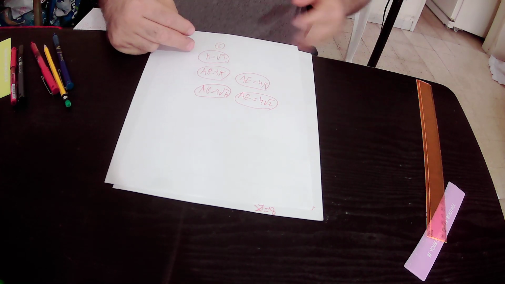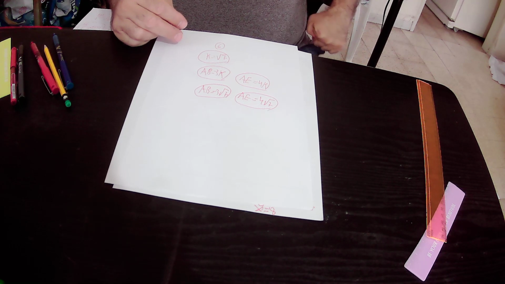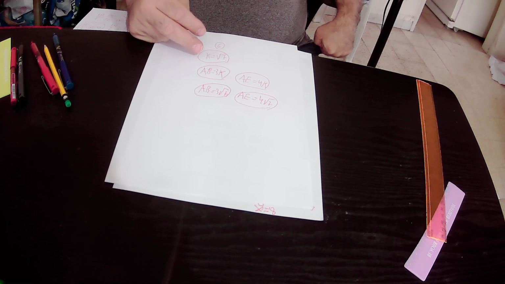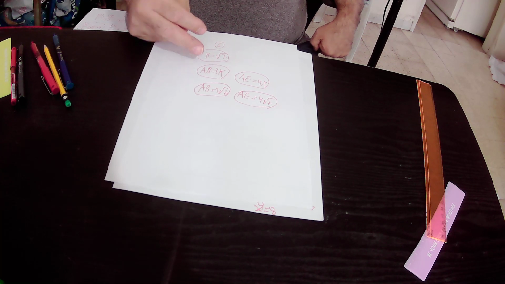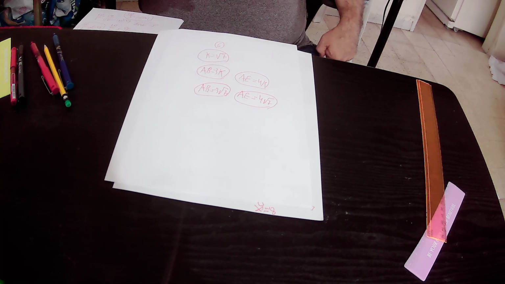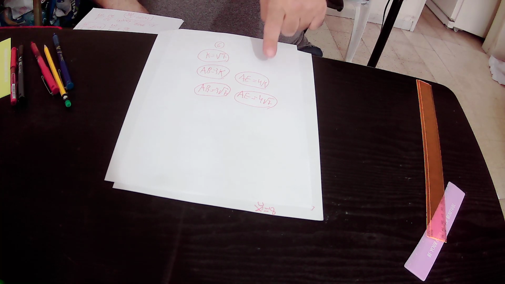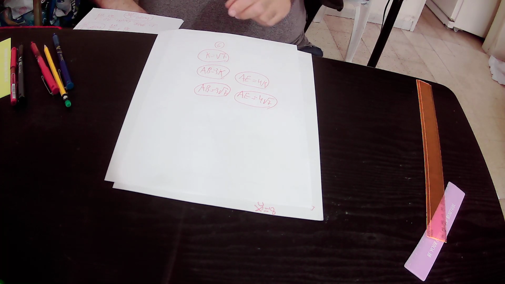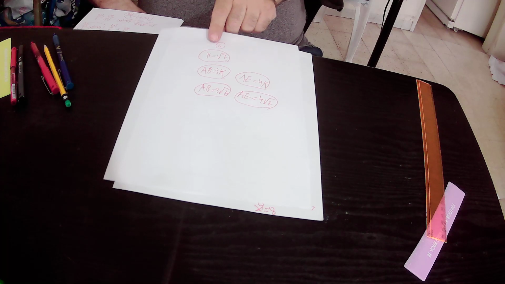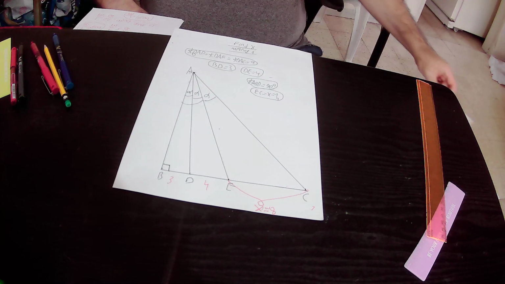After we found the value of K, we know that AB equals 3K. So we can place the value of K inside this equality, and we found that AB equals 3 times root 7, and we know that AE equals 4K, so AE equals 4 times root 7. So we found the values of AB and AE.